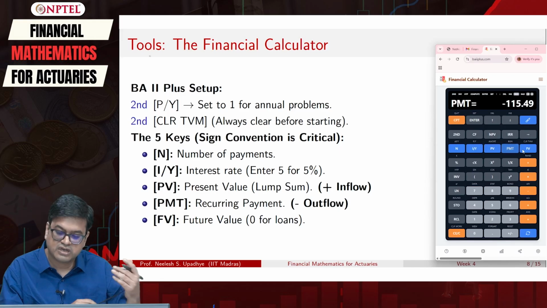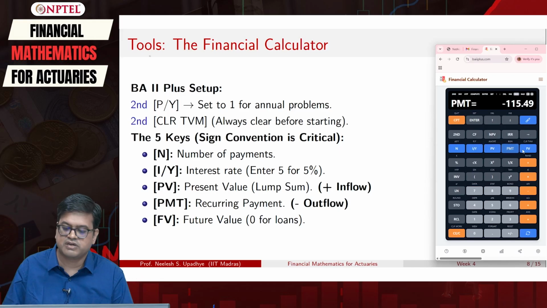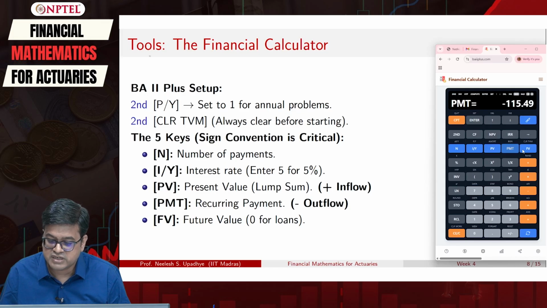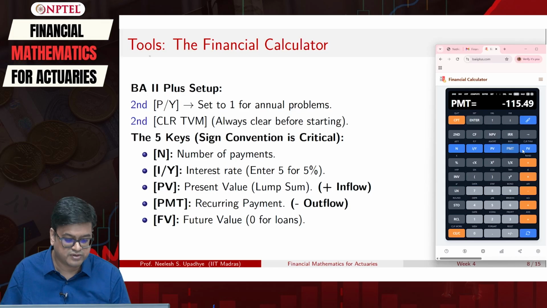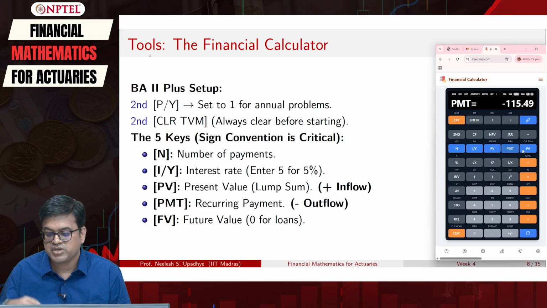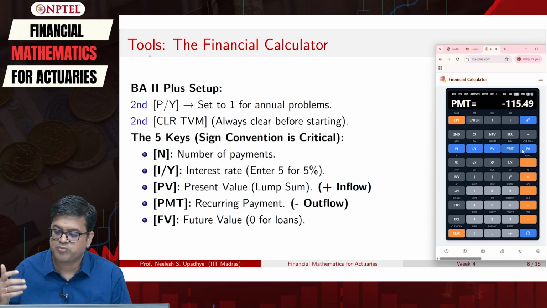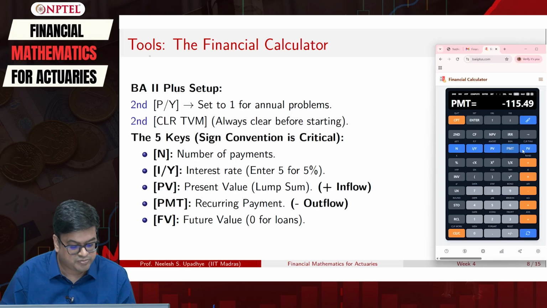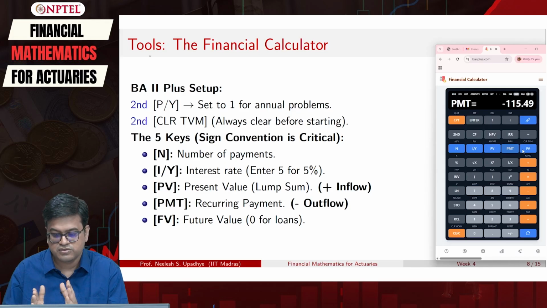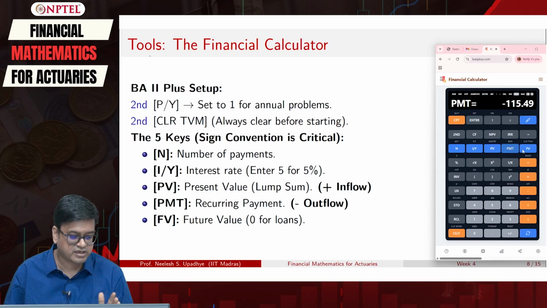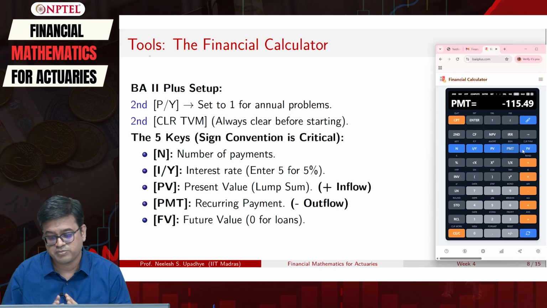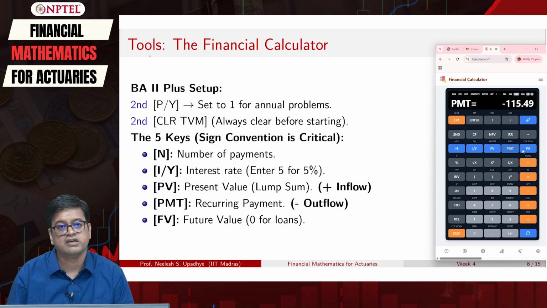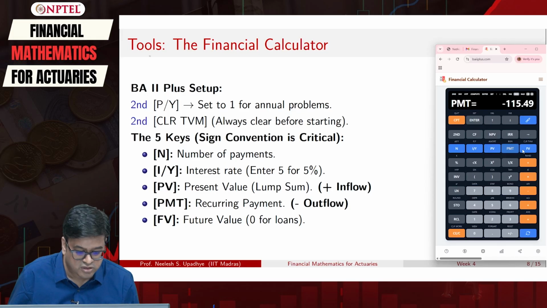So, if the present value is 500, if the necessary period is entered for 5 years with 5% rate of interest, it is giving me a cash flow of 115.49 every time till the end of the period. Okay. So, this is how you will use this financial calculator keystrokes. We will solve some problems using this calculator, which will nail down the concepts on using the calculators.